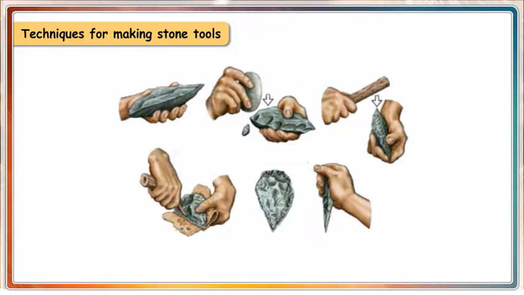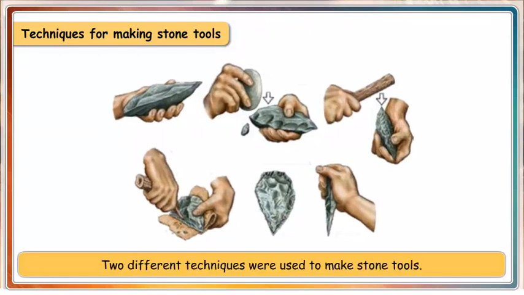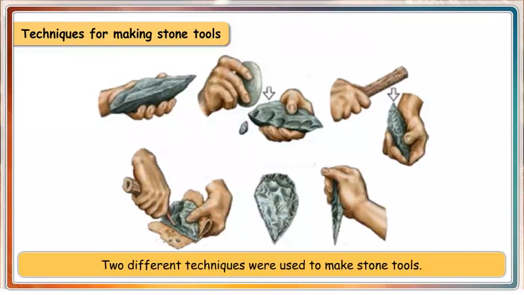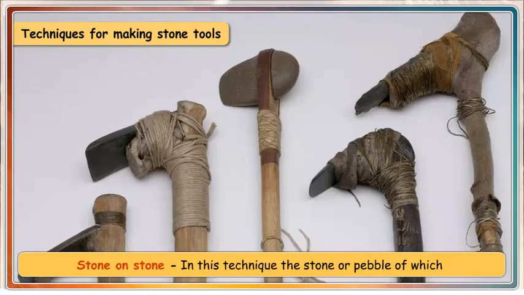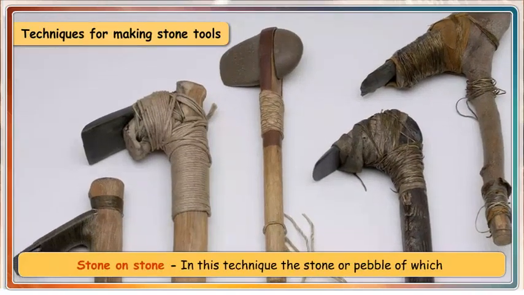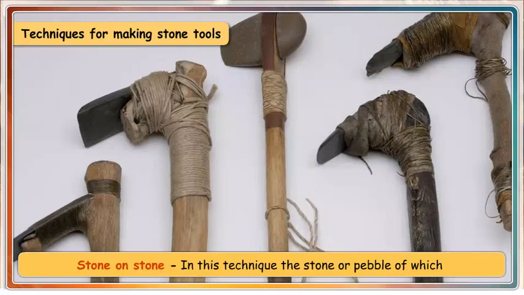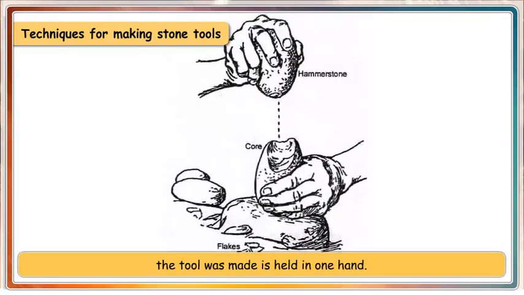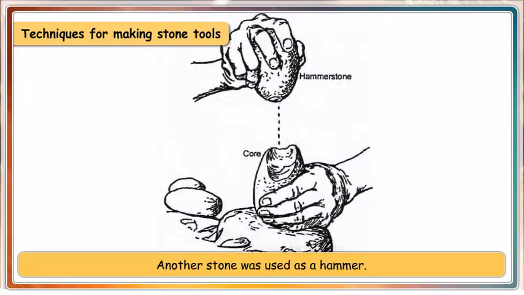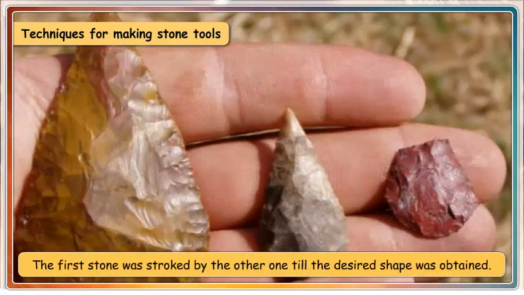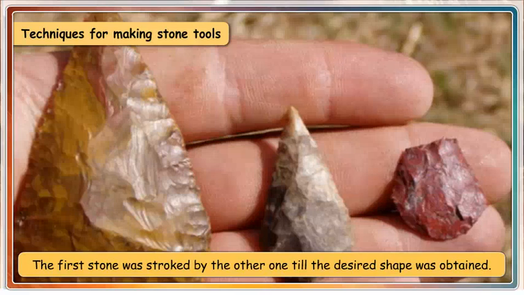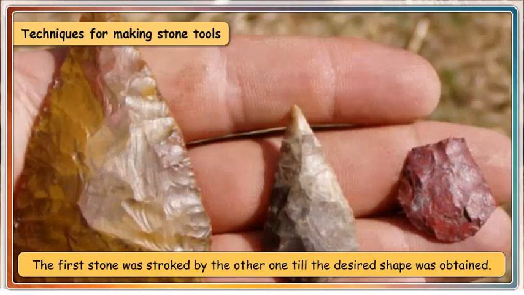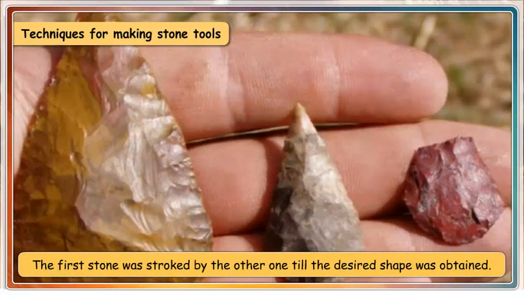Techniques for making stone tools. Two different techniques were used to make stone tools. Stone on stone. In this technique, the stone or pebble of which the tool was made was held in one hand. Another stone was used as a hammer. The first stone was struck by the other one till the desired shape was obtained.